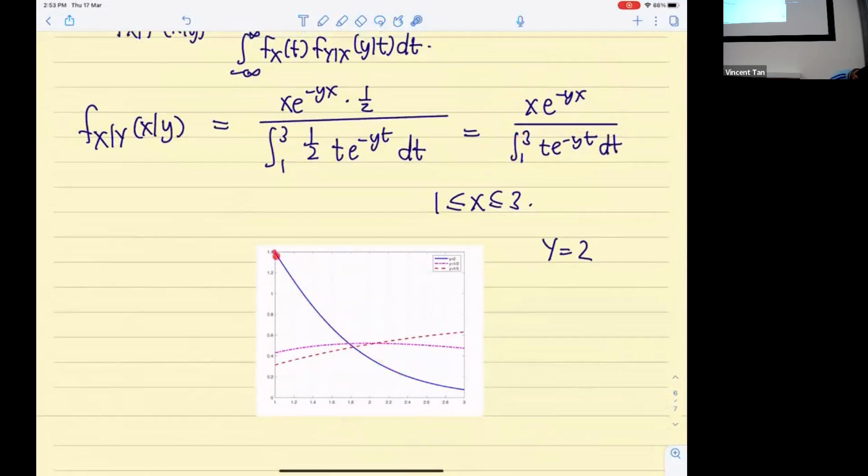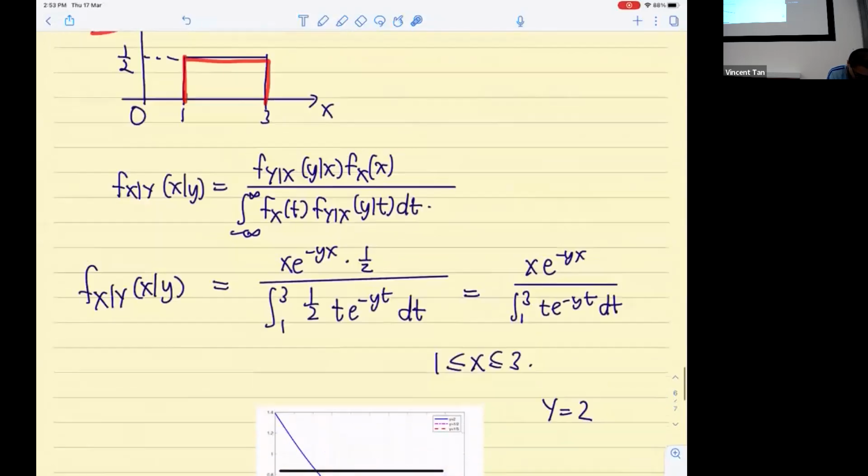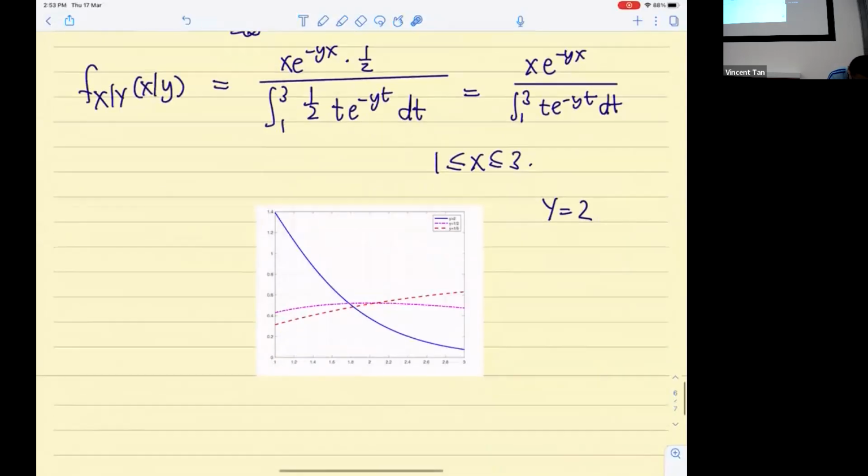Okay, so there's this shift. Initially our density of x is uniform from 1 to 3 with value half. But if y is equal to 2, that's the blue line. You see that there is a shift of the density towards points that are closer to 1. Why is that the case? That is our new belief about the value of x, f of x given y.